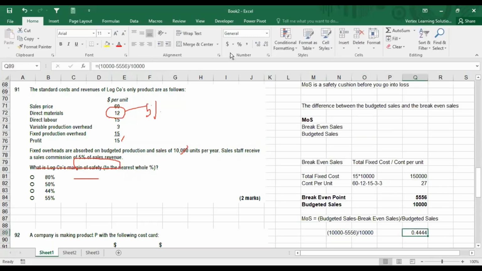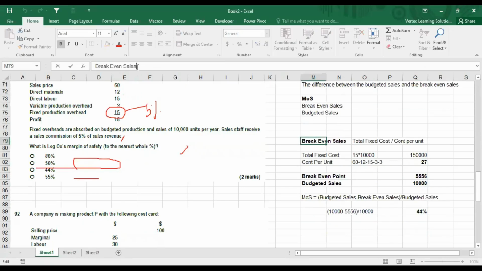So I think your formula is incorrect. It's 150,000 by 27. This is the formula for break even. Break even point formula is fixed cost divided by contribution per unit. Fixed cost total, contribution per unit. So my fixed cost is 150,000 and contribution is 27. So this is the formula you need to remember. Break even point, in lecture I call it BEP.